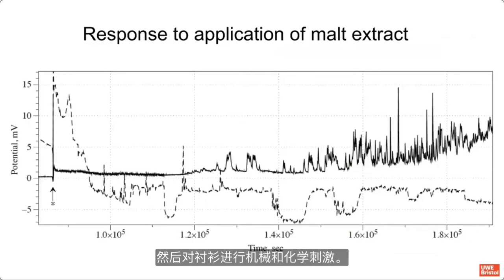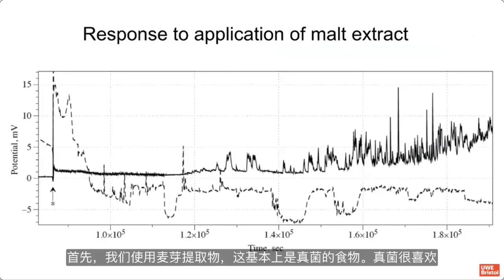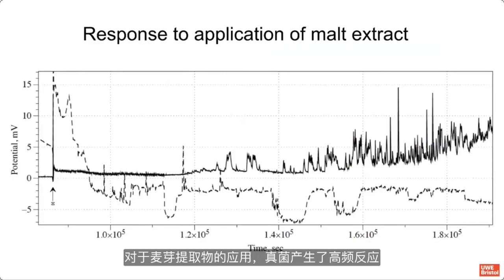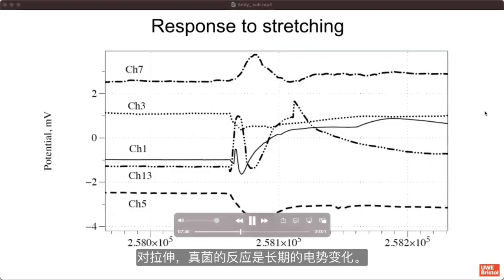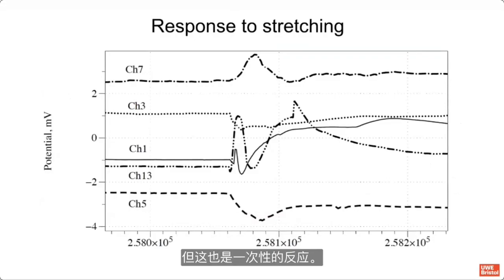Then the t-shirt was subjected to mechanical and chemical stimulation. At first, we applied malt extract, which is basically food for fungi, therefore fungi like it. To the application of the malt extract, fungi responded with high frequency oscillations because they like it. To stretching, fungi responded with long-term changes of the electrical potential. But again, it was a one-off response.